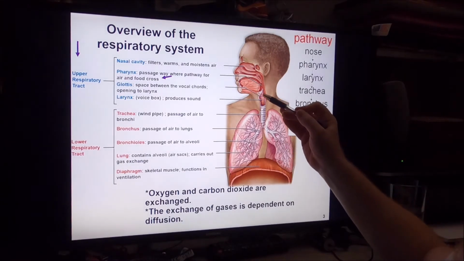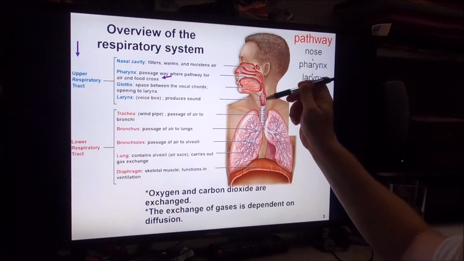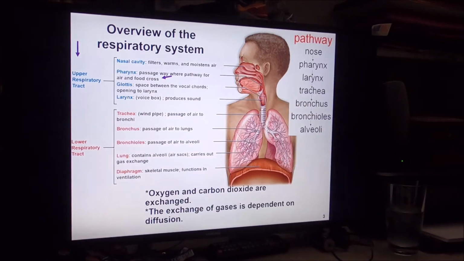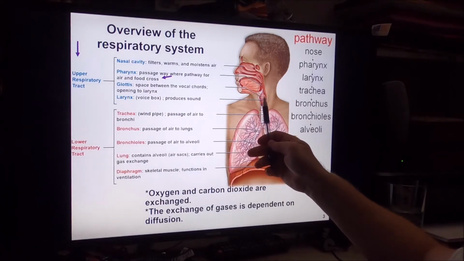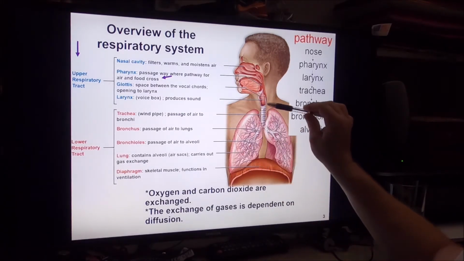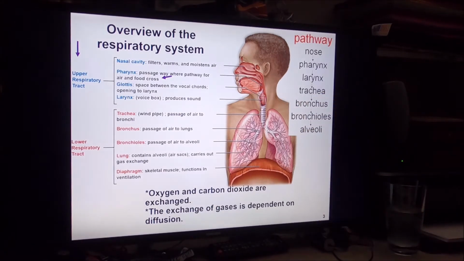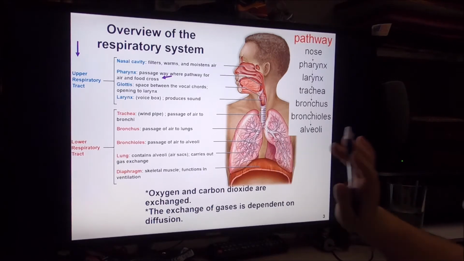The glottis, which is going to be right in here, right above the larynx. This is part and parcel with the way in which we vocalize. So your vocal folds are going to be right in there at the glottis. And then the larynx is going to be below, right in here. So the larynx is oftentimes referred to as your voice box, all right?